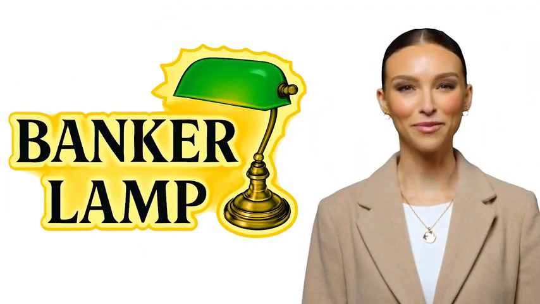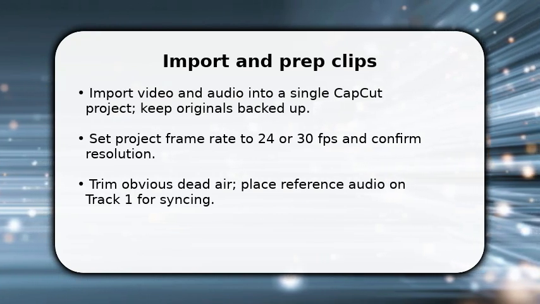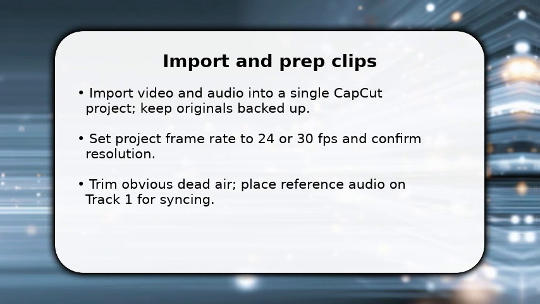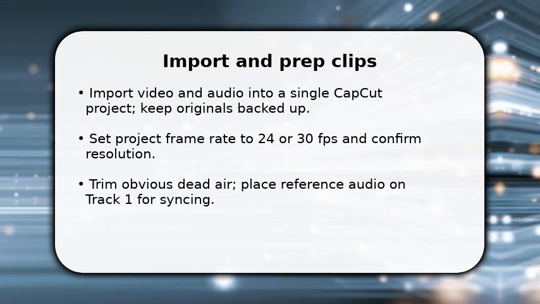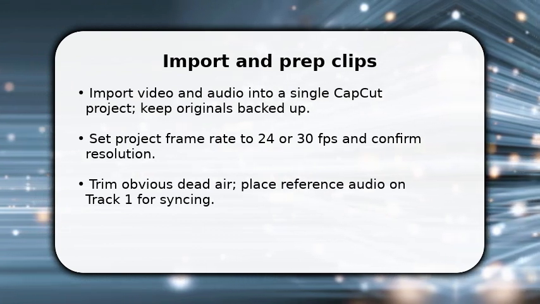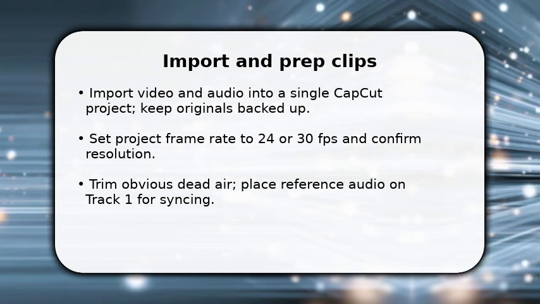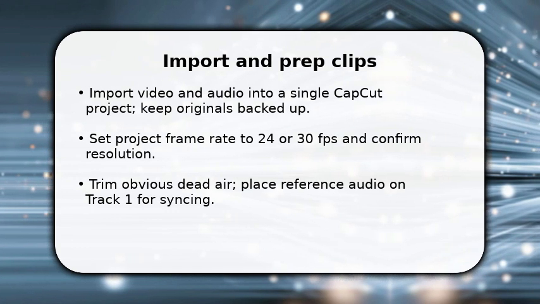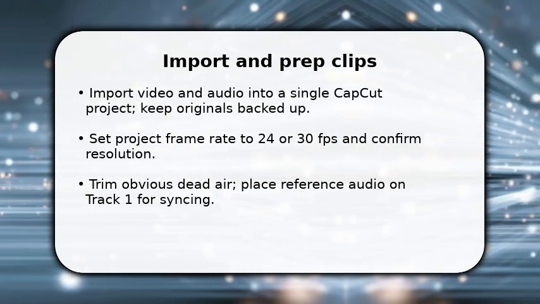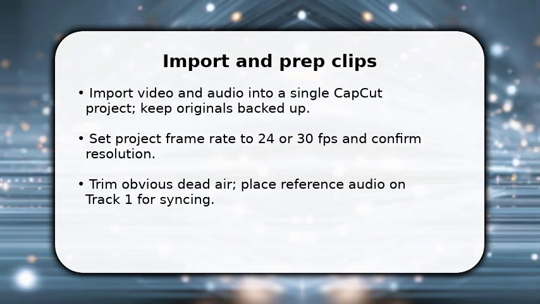Please enjoy the video. You start by importing every clip and the master audio into one CapCut project so nothing is scattered. Once done, set the project frame rate to 24 or 30 FPS and confirm resolution to avoid drift. Next, trim obvious dead space from each clip and put the reference audio on the top track. This gives you a single timing source. Doing these steps first prevents later slippage and makes the next precise actions much faster and more reliable.